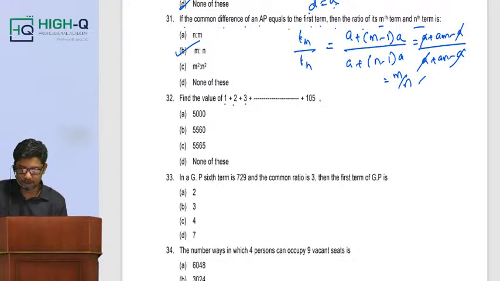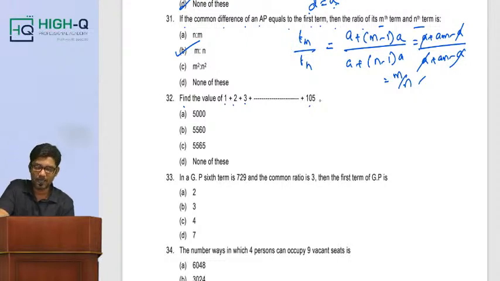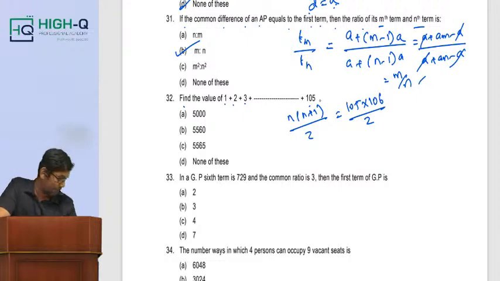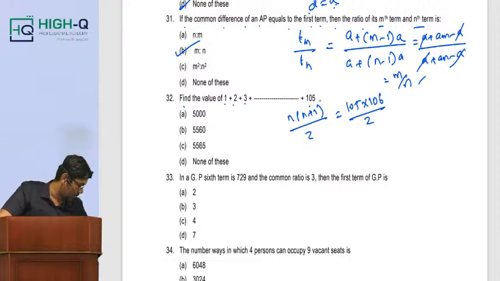Next one. 1 plus 2 plus 3 plus dot dot up to 105. Find the value. See, which is nothing but what? Sir, sum of n natural numbers, sir. Sum of n natural numbers is n into n plus 1 by 2, which is 105 into 106 divided by 2. Take your calculator, which is 5565 I am getting.